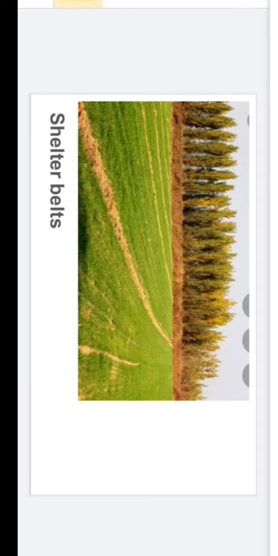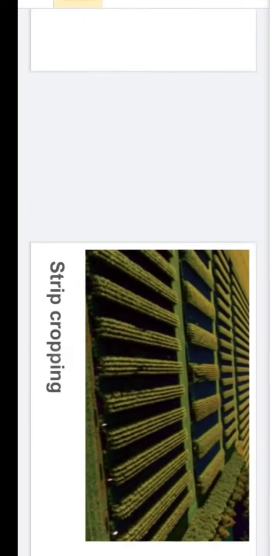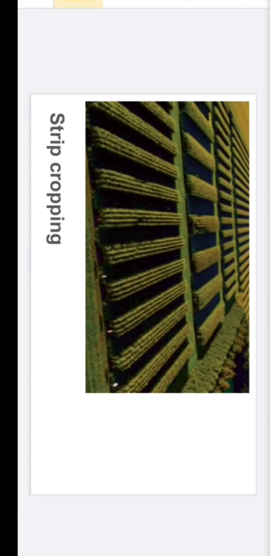Shelter belts, I told you that the farmer plants trees on his farm in the direction of the winds, which prevents the wind from coming and harming or eroding the fields. Strip cropping, not a single area is left out. The whole of the farm is divided into strips to prevent soil erosion.